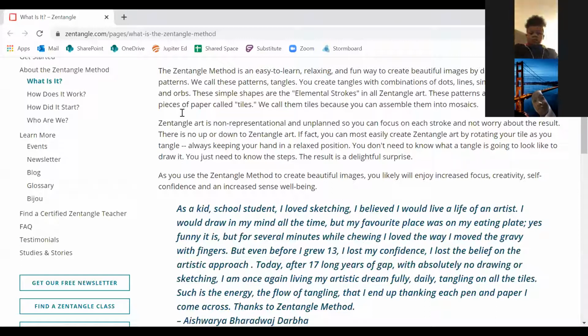Now, I'm going to have someone read the second paragraph. Who can read the second paragraph for us?